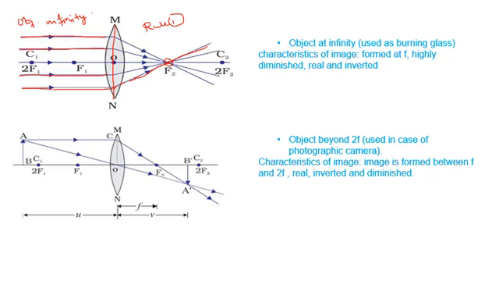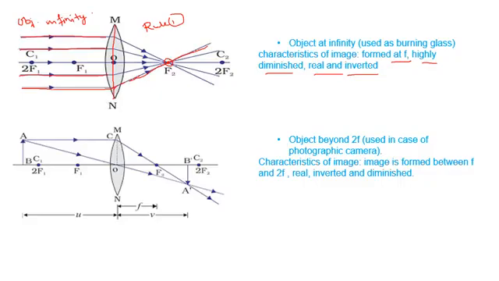The image is real, and what is the position of the image? It is at F. Is it diminished? Yes, it is highly diminished, or you can say point size image. It is real, and all real images are always inverted.